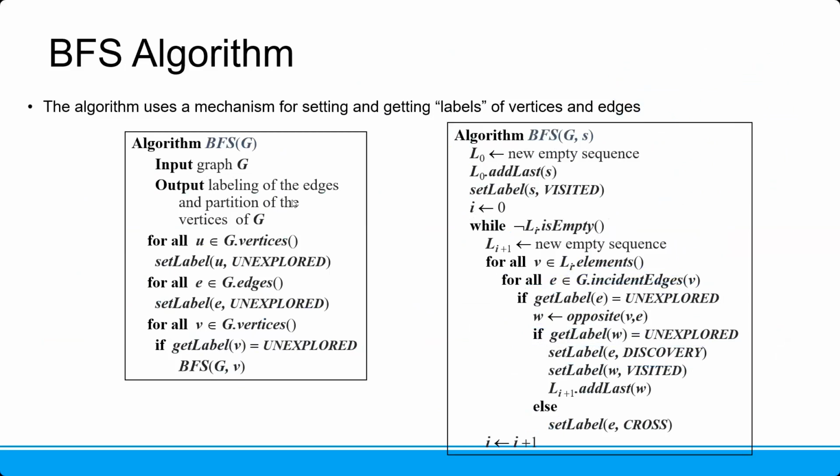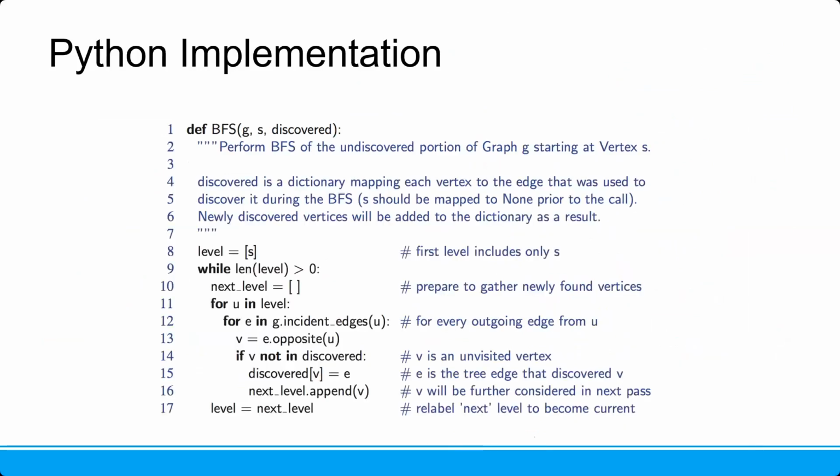Okay, you can see the example. So this is the Python code. We use G as the graph, S is the start node, and discovered is the set of discovered edges. The starting point is the level. And then we loop while the level length is higher than 0. So it means if there are more levels, then we will go to the next level.